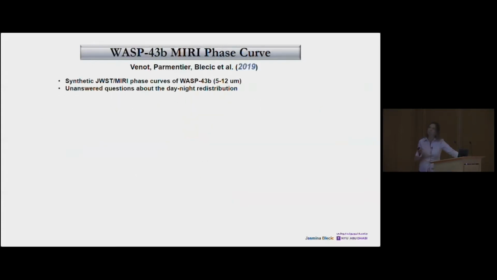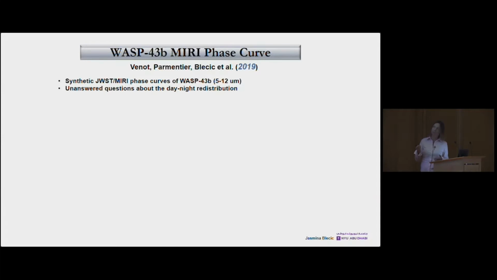As I said, we apply this model on the WASP-43b MIRI phase curves, where we produce synthetic phase curve observations. Although this planet is one of the most analyzed planets in recent times, there are still some unanswered questions regarding this planet, and that is the day-night heat redistribution. This planet, by the theoretical prediction, should have a very efficient day-night redistribution. However, the observations are telling us that the redistribution is actually very inefficient.